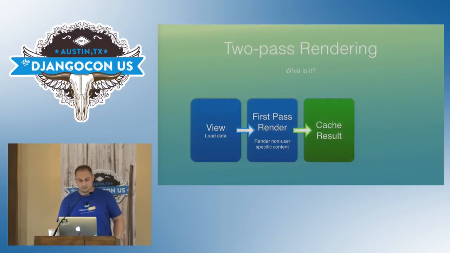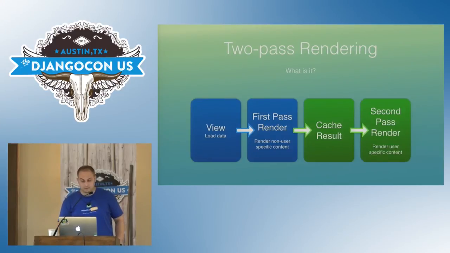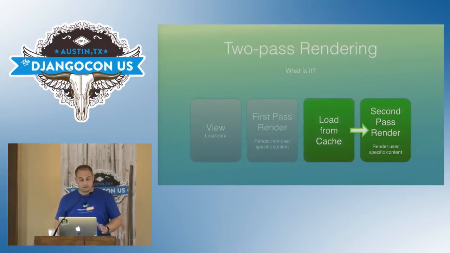So next, we'll cache the first pass result. And finally, render the second pass. This pass will render all of the user-specific data, and it will render much more quickly in comparison to the first pass. For example, this would include the number of items in your shopping cart or the person's name. So this is a layered approach to content rendering and caching. Then when the next person visits the page, the only thing we need to do is load the first pass render from cache and render the user-specific content. This will be extremely fast because there will only be one cache hit and a few template tags to render.